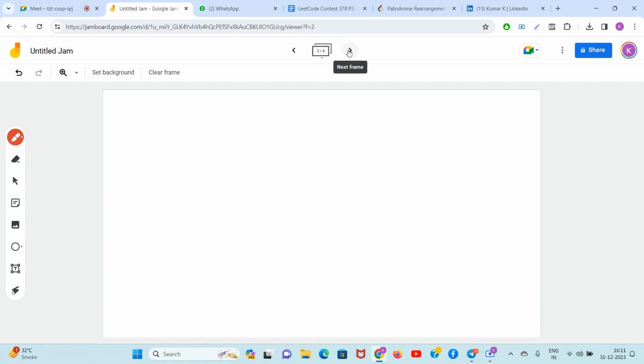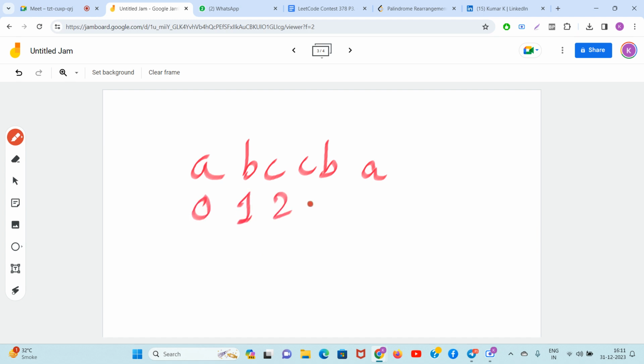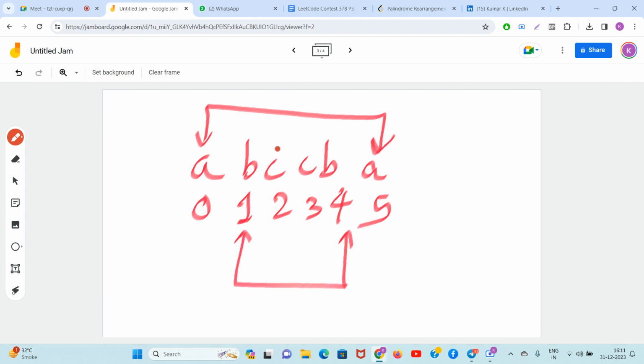For example, let me write A, B, C, C, B, A, with index 0, 1, 2, 3, 4, 5. In this session, we will only focus on the algorithm part, because the implementation part is very big. I leave it up to my students to figure it out. A, B, C, C, B, A. So, guys, this character should be the same as this character, this one the same as this one, and this one the same as this one.